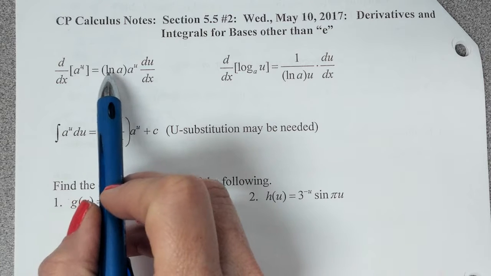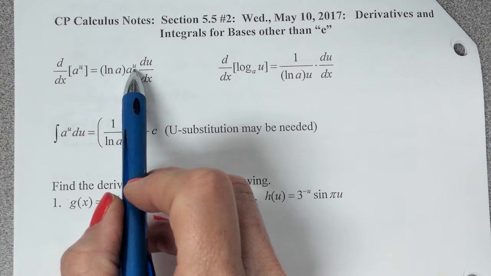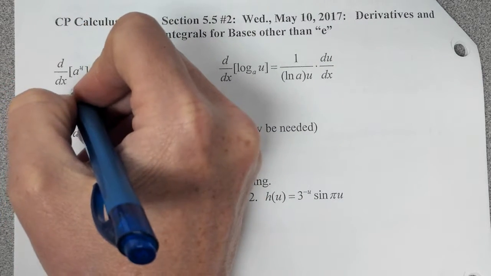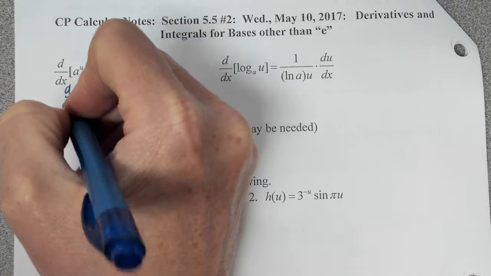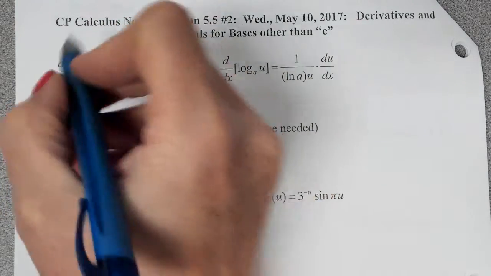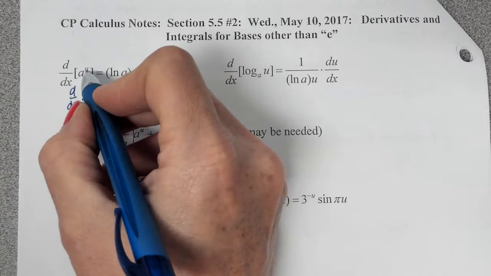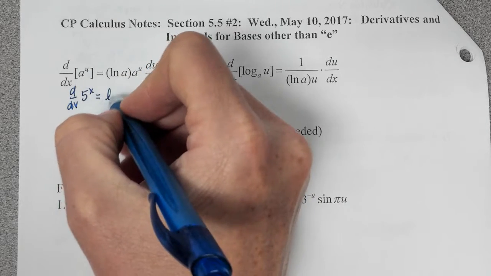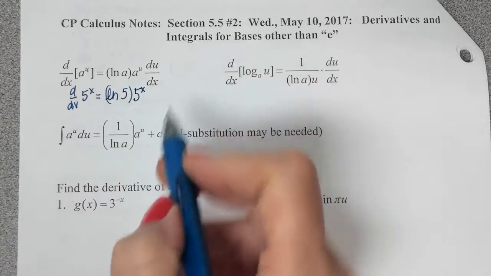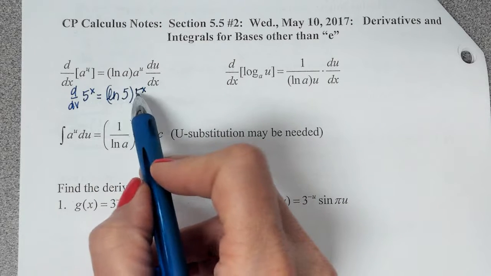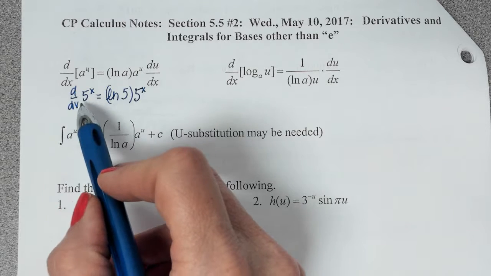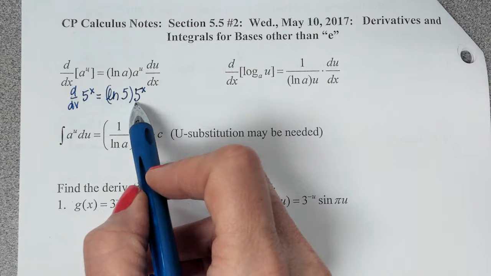This is our formula: natural log of a times a to the u times the derivative of u. So this would be something if we had, say, the derivative of 5 to the x. Well, in this case, a is 5, u is x. So this would be the natural log of 5 times 5 to the x, and then times the derivative of our x, which would just be 1. So that's the derivative of 5 to the x. Okay?